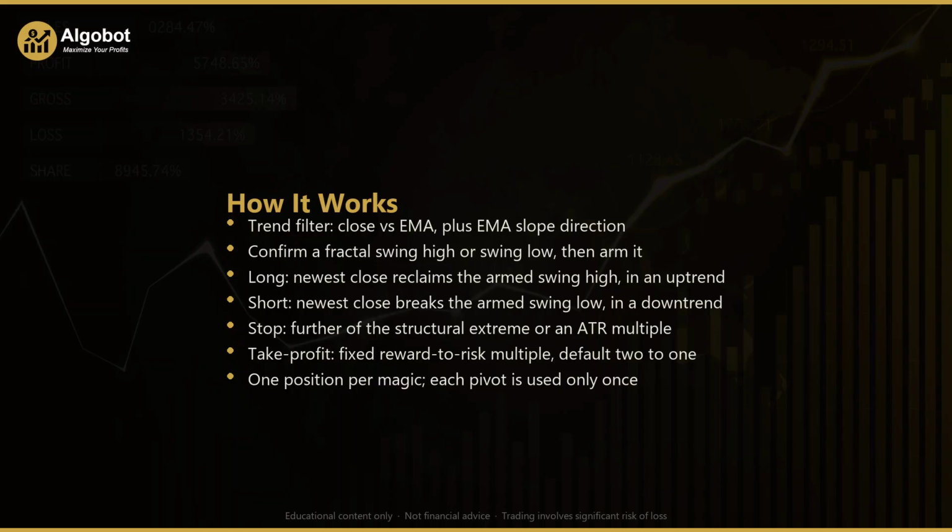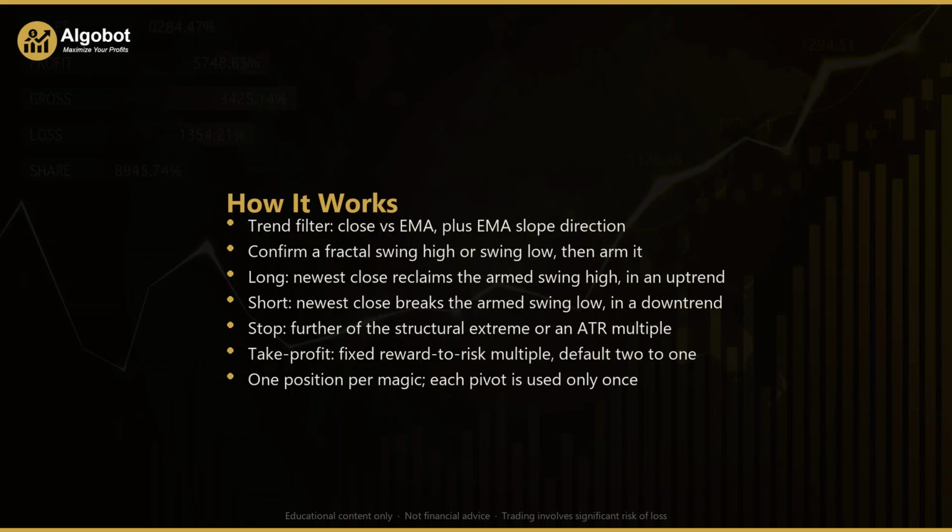Now the entry itself. For a long, the strategy watches the bars that follow the swing high, and these form the corrective leg down. The signal appears when the previous bar closed at or below the stored swing high, and the newest closed bar closes above it. That reclaim means the pullback has failed and the uptrend is resuming, so the strategy opens a buy. The short side mirrors this exactly. After a swing low and an upward corrective bounce, the signal appears when the newest bar closes below the stored swing low, and the strategy opens a sell.